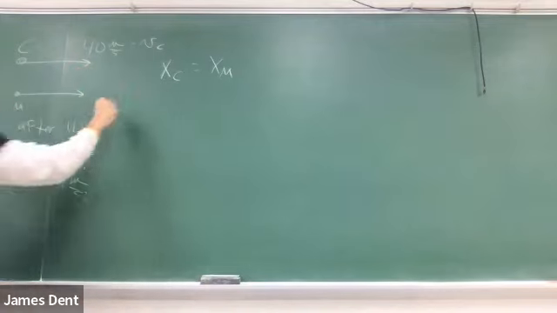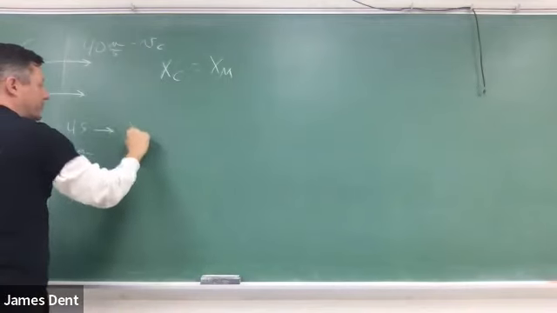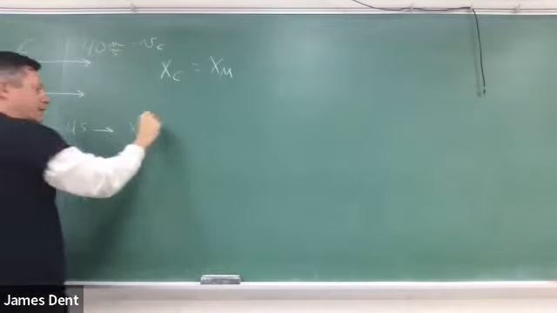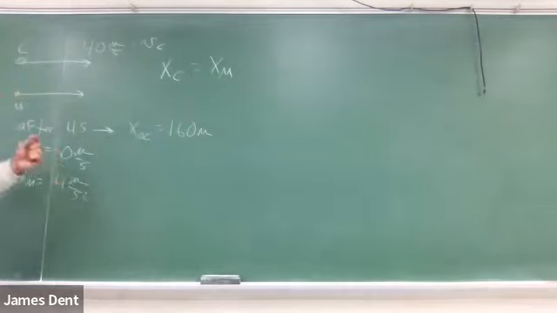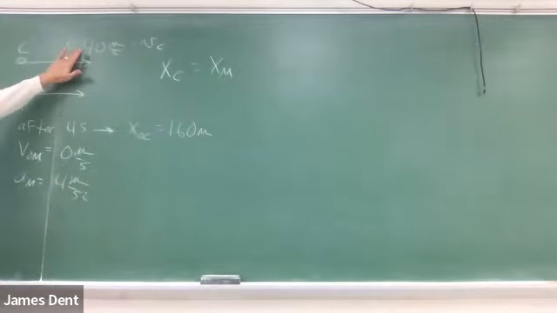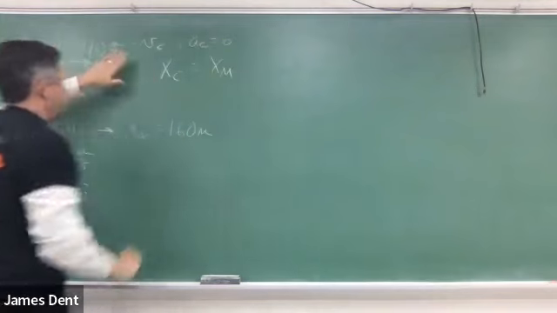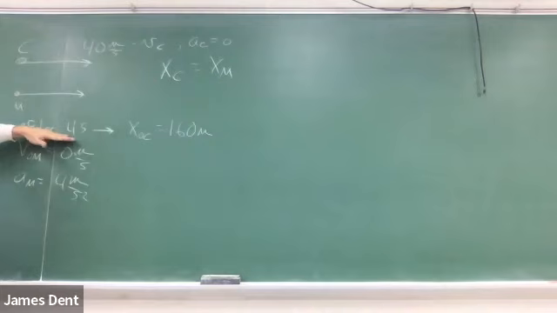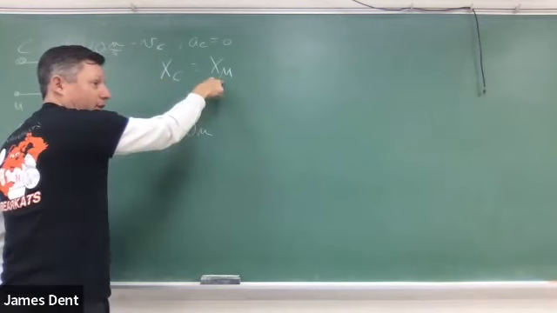What that means is after 4 seconds, the initial position of the car, x naught of the car, is 160 meters. How we got that is the car has a constant speed, no acceleration. Constant speed, 40 meters per second, for 4 seconds, gives 160 meters. Okay. So therefore we can write out each side of this equation and then solve.